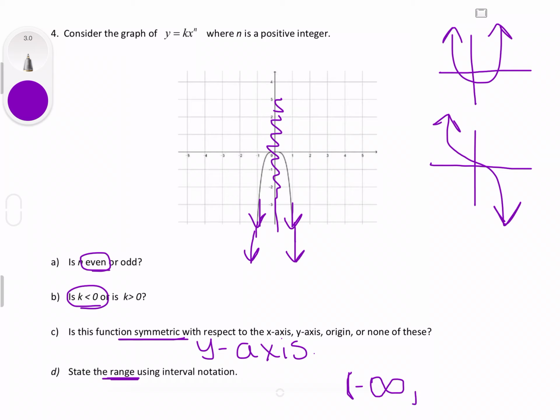And what is the y value that is our highest y value? So that would be right here. We do not go past this point, but our graph also hits that point. So we go all the way up to 0, and we do touch it, so we are going to use a bracket, and that's going to be our range.